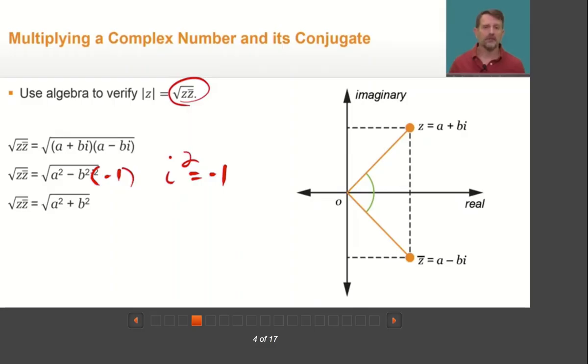At this point, the right side of the equation should look familiar. It's the definition of the modulus. So, we have the square root of the product of the complex conjugates is equal to the modulus.